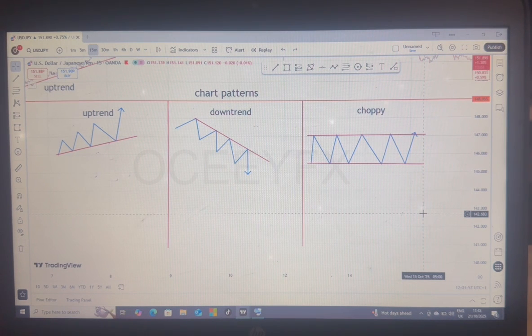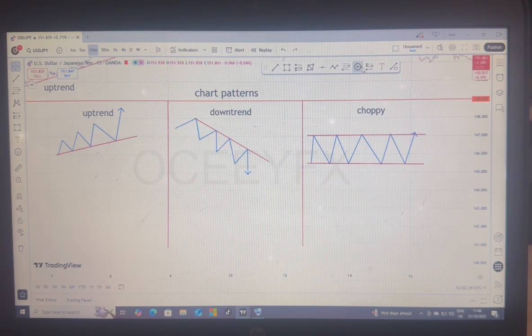So we have the uptrend. If you are still a newbie, this might look new to you, but if you have been trading and you know how the market works, you know that in the uptrend you see a series of higher lows and higher highs: higher low, higher high, higher low, higher high. That's what you're going to see in the uptrend.